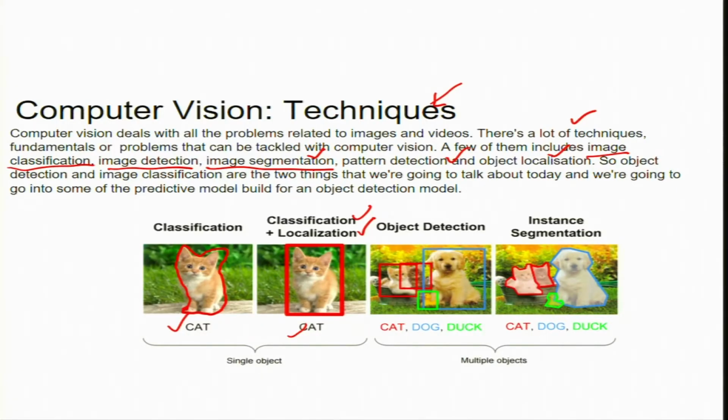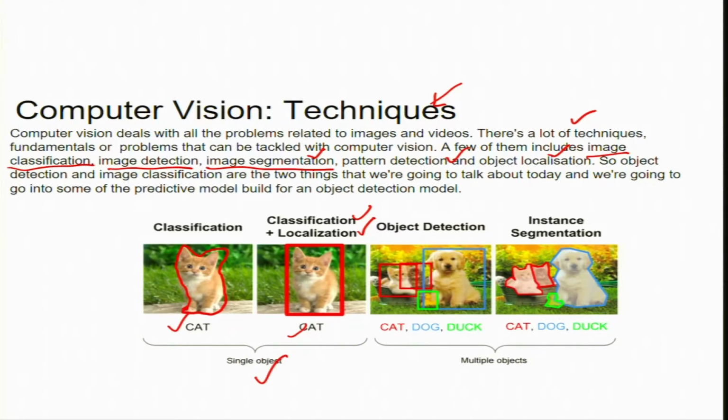The object detection and image classification are the two things that we are going to discuss in this particular session, in this lecture. We are going to go into some models, called predictive models, that means they will do predictions based on these object detection methods. So, let us complete that for a single object.